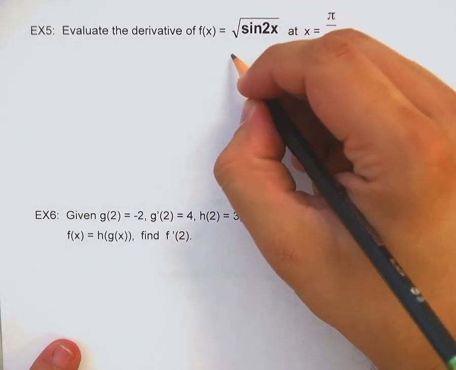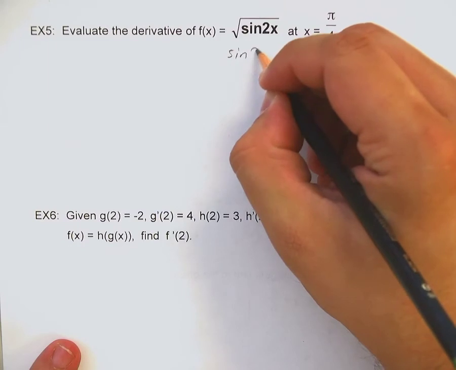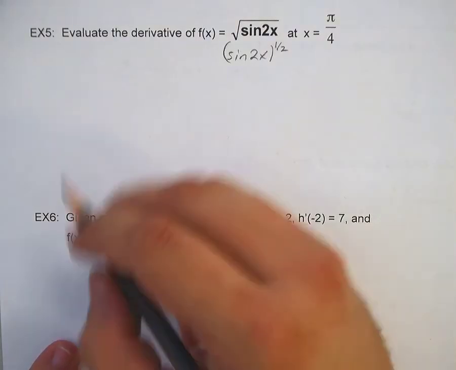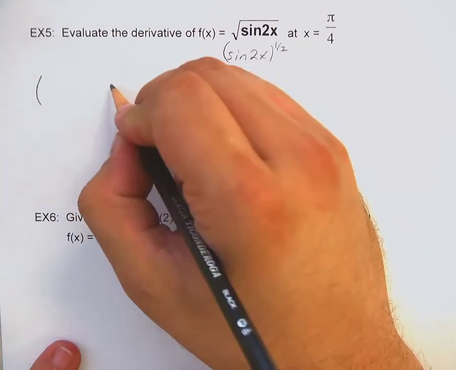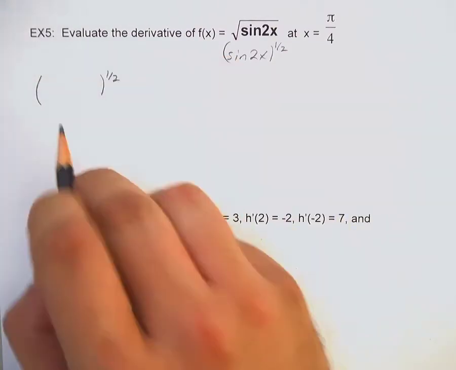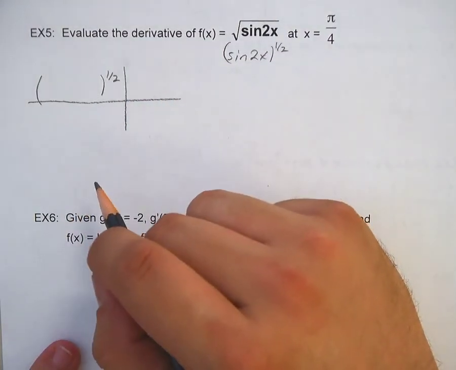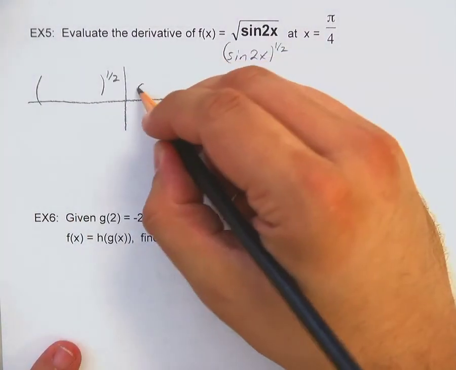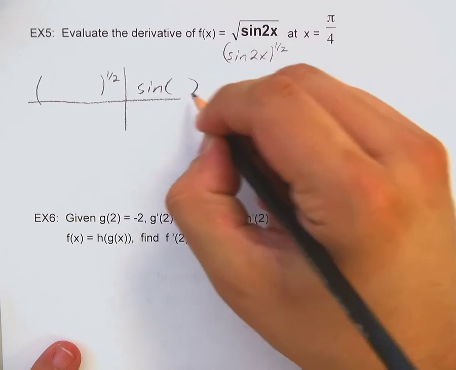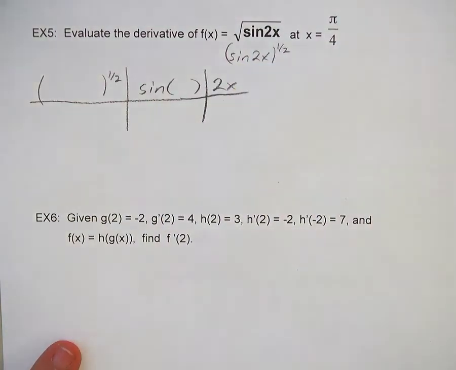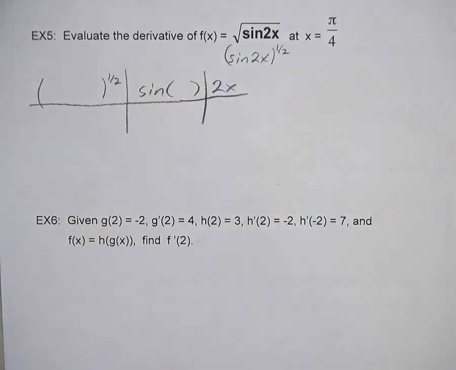First, this is sine of 2x to the 1/2 power. So let's do this. I've got a layer that's a power of 1/2. If you ever don't know how many layers you have, just start on the outside, work your way in. I've got a sine layer. I've got a 2x, and then I'm done. So I've got 3 layers. This is a peanut question.